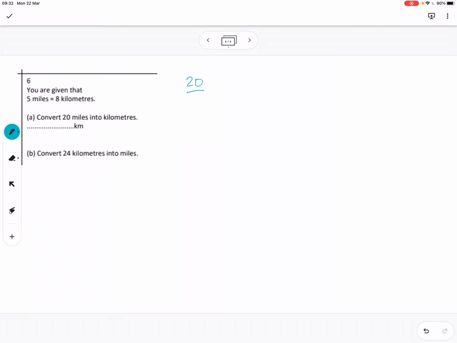So I'm going to do 20 miles divided by 5 miles times 8. Because this is a conversion rate where you don't have 1 mile equals so many kilometres. It's 5 to 8, a bit like a ratio. So this is how we do the conversion. Divided by the number of miles on the left times it by the kilometres on the right. So 20 divided by 5 is 4 times 8. So that's going to be 32 kilometres, and that number is larger than 20 miles, which is a good sign that I've got it the right way around.